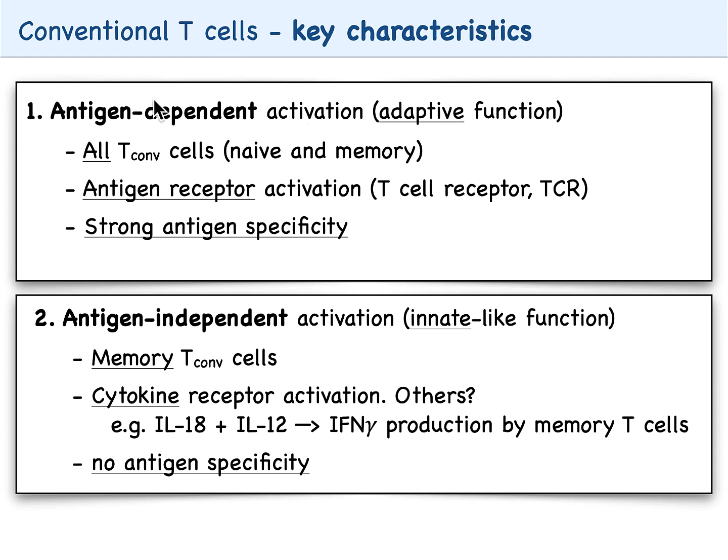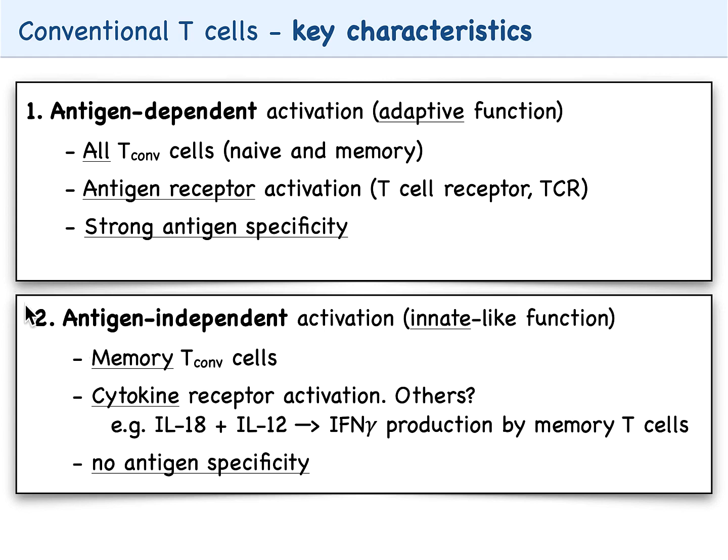This can be done by all conventional T cells, meaning cells that are naive, they have never seen the antigen before, effector cells during a T cell response, or the pool of memory cells that are left after the infection is cleared. They get activated via the antigen receptor, in this case the T cell receptor, and they have a strong antigen specificity. So the response is truly antigen specific. This T cell will be activated by antigens from, let's say, influenza virus, but not by antigens from, let's say, MCMV or any other virus.